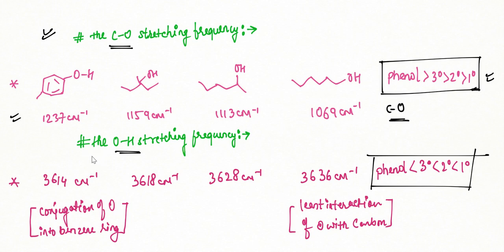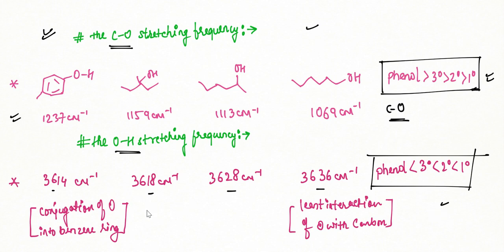Alright, and if you are considering the OH stretching frequency, it is increasing slightly: 3614 centimeter inverse, 3618, 3628, 3636. So even though it's a very small change, definitely it is increasing, right? So this order is just the opposite, right?